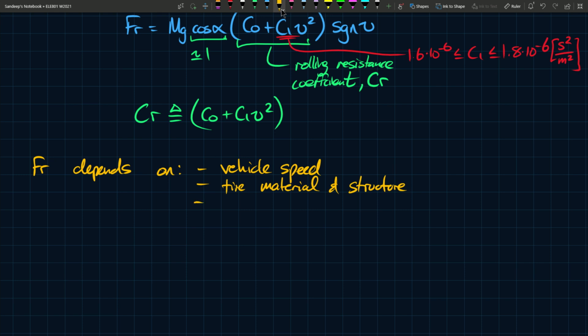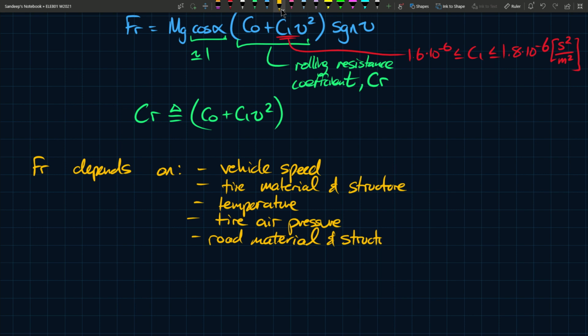It depends on the temperature. It depends on the tire pressure, or the tire air pressure, I should say. And it depends also on the road material. So that's what these parameters C0 and C1 are used to quantify. And there are tables for these things, so you don't have an equation to calculate C0 and C1. You have tables for certain conditions that estimate what this parameter should be given the conditions. So this is material and structure.